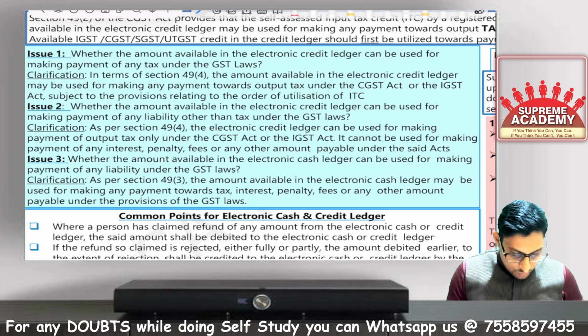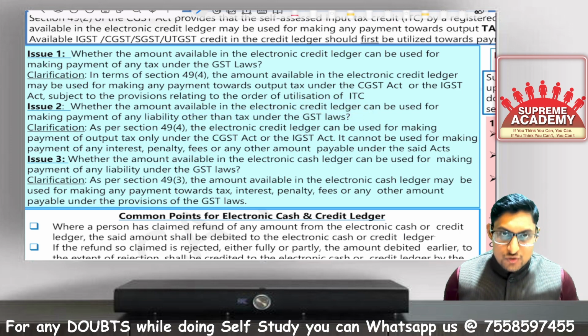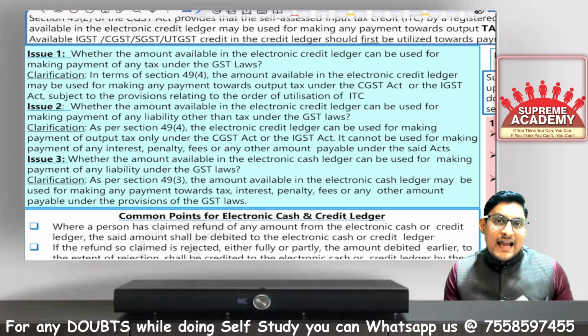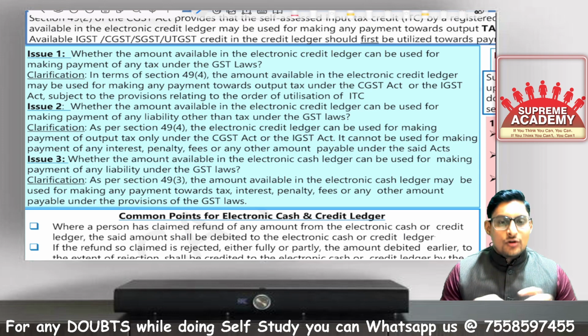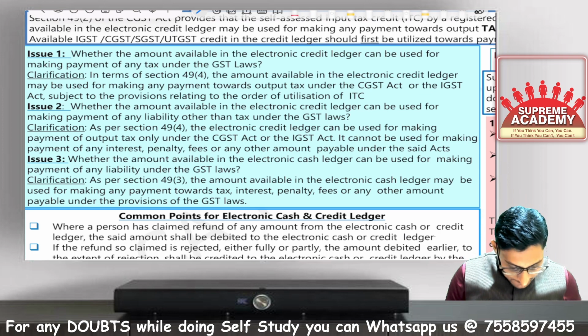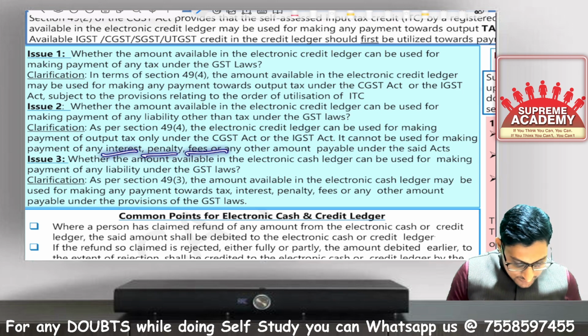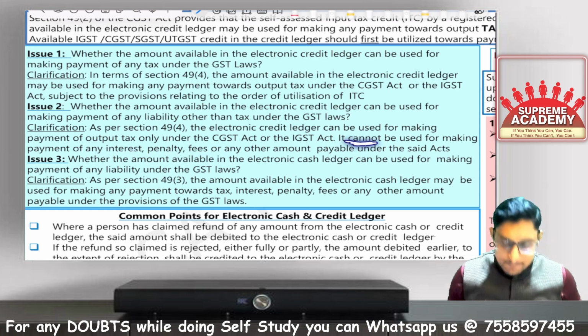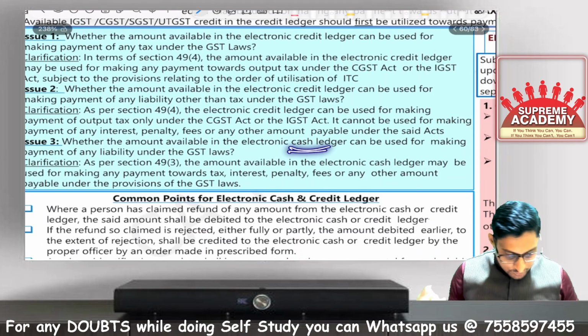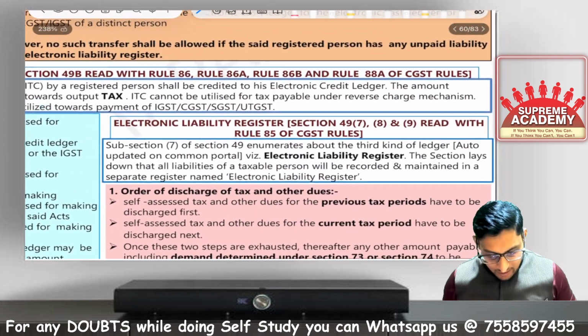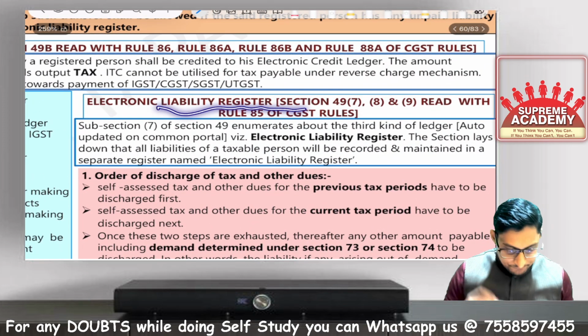Yes. Now, issue number two, any amount available in the electronic credit ledger can be used for making payment which are other than tax. Other than tax, interest, late fee, penalty, other these things. Can we make the payment of these things using credit ledger? No, we cannot make the payment of interest, penalty, fees, or any other amount. So these things can be paid only using the cash ledger. Yes, we can use the cash ledger to pay these things. This was the clarification.